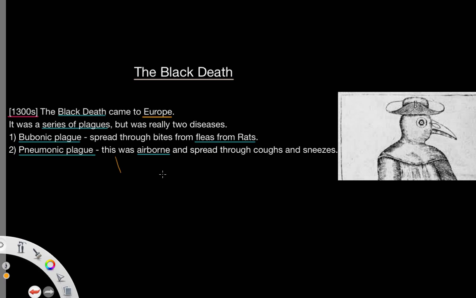Okay. Now, these are two very small and relatively easy to cure today. There are actually still cases in the world of Bubonic Plague. However, in most cases, they are cured. Back in the 1300s, however, there was a different story. There was a huge loss of life from these two diseases.